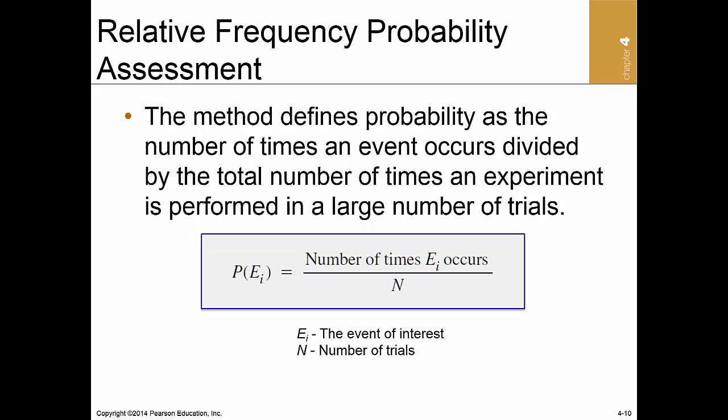The relative frequency assessment approach is based on actual observations. This method defines probability as the number of times an event occurs divided by the total number of times an experiment is performed in a large number of trials.